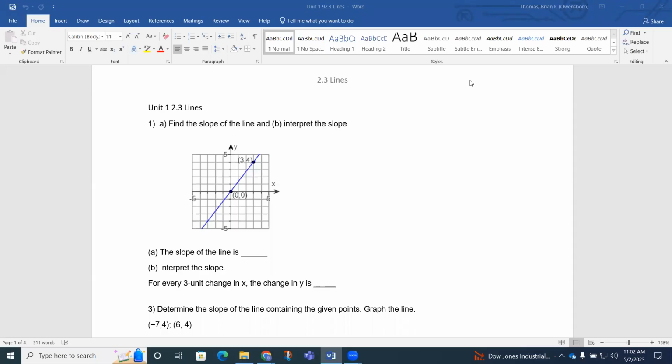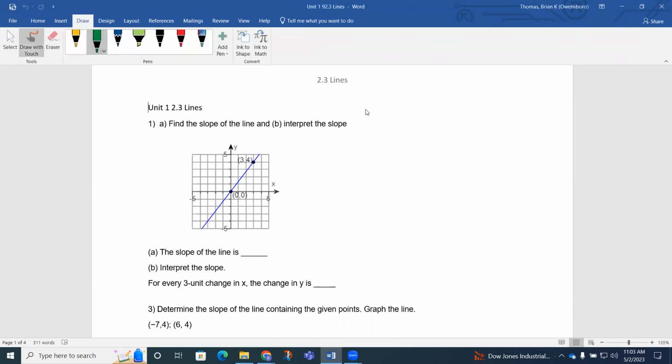So in this unit, we're getting into lines. The first question here says find the slope of a line and interpret the slope. So again, slope is what's described as a rate of change. So a rate of change.